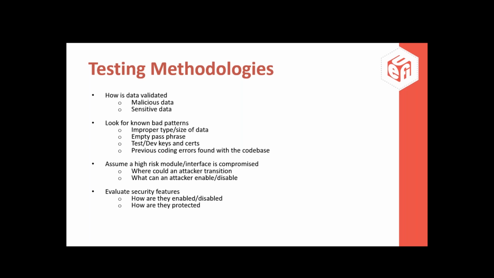Have your testers or validators look for bad patterns. Anytime that you can put in an improper type or data, anytime that there's a structure with a header and a size field, ensure that the size field has been validated. Are there empty passphrases? Are there test keys, test and dev keys, inserts within the code that haven't been removed? Is there a previous error or bug found within that region of code? You may want to take that pattern and search through the rest of the code, because more than likely the same type of developer thinking was used in multiple places. So just because you found it in one place doesn't mean it doesn't exist within others.